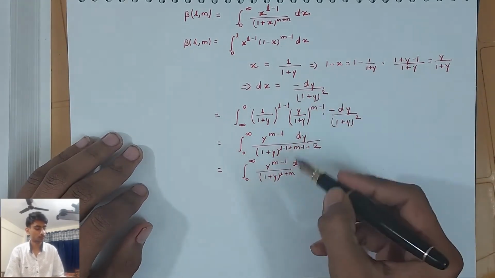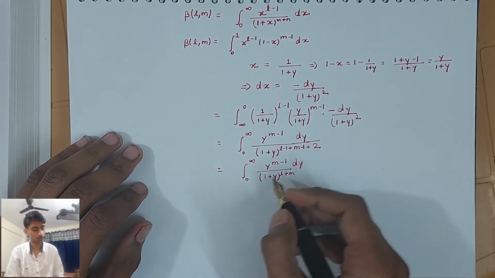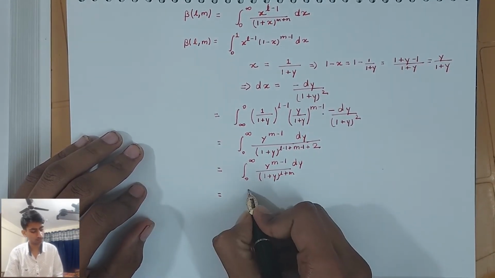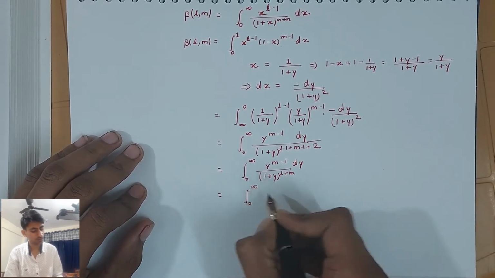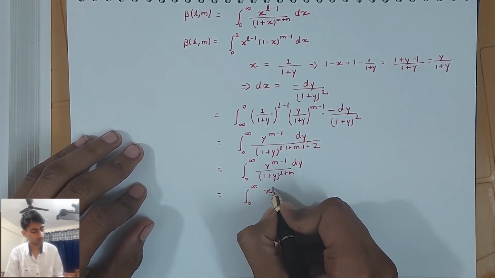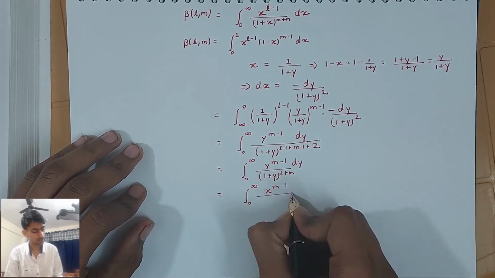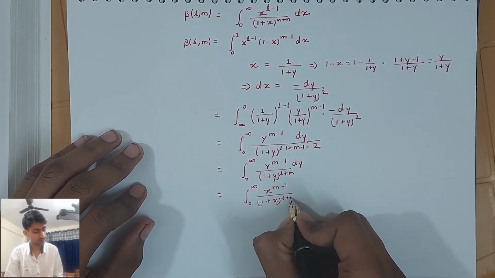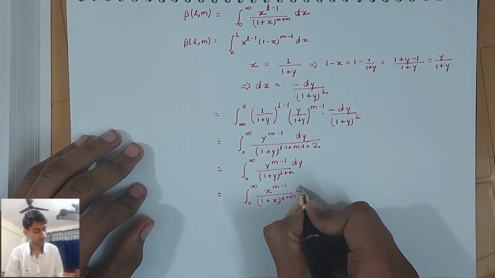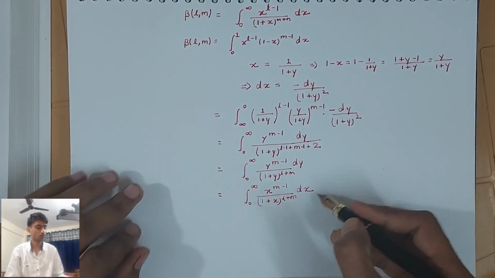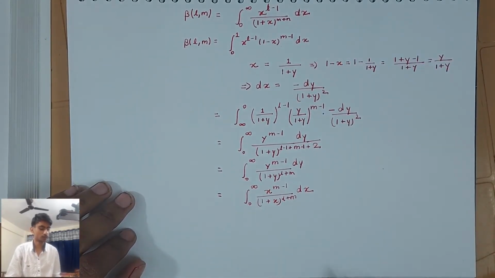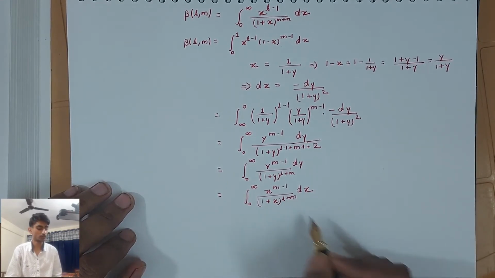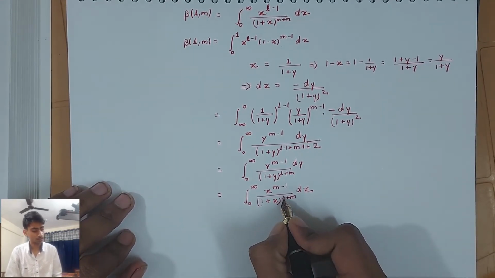And you know, since it is a definite integral, you can always change the variable. It doesn't change the value of the function. So you can write it as x to the power m minus 1 divided by (1 plus x) to the power l plus m dx. And this is what we needed to prove, and this is what the result is. This is the other form of beta function.